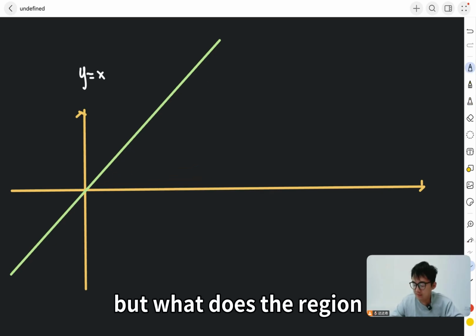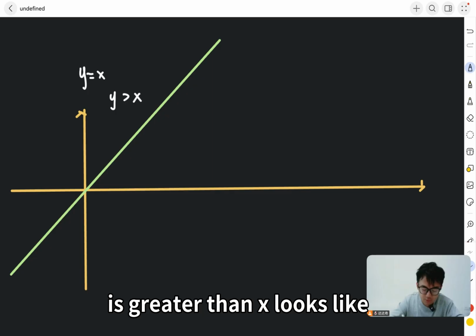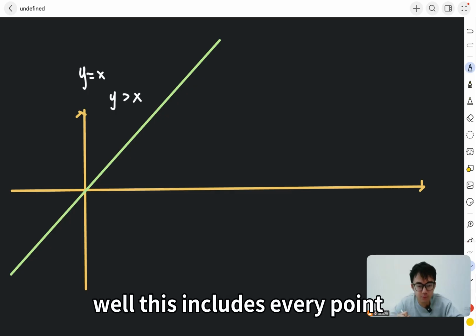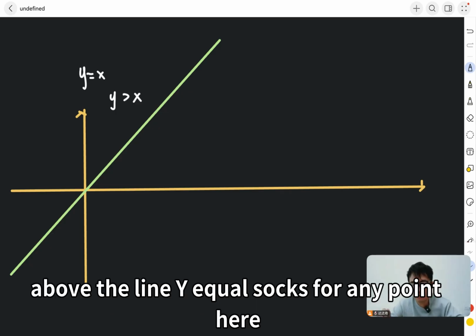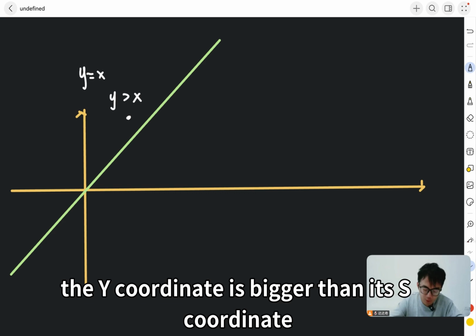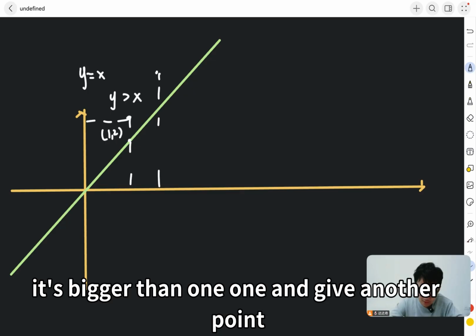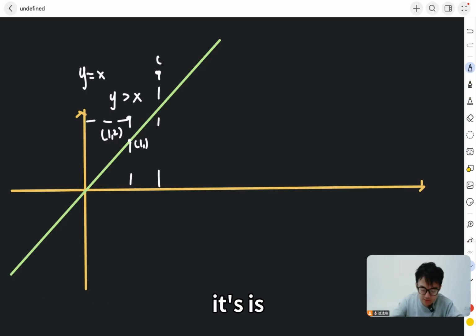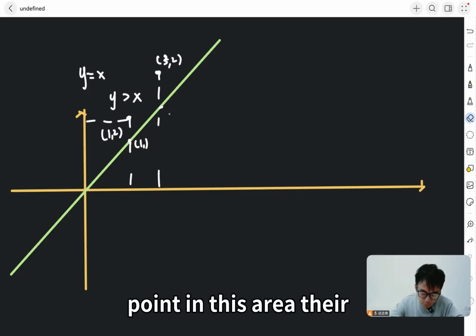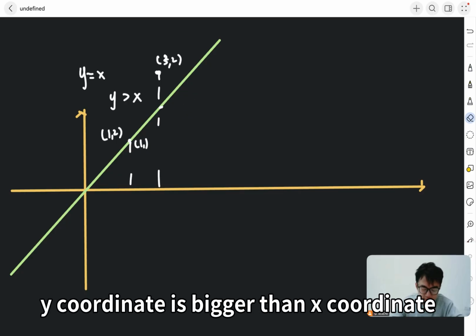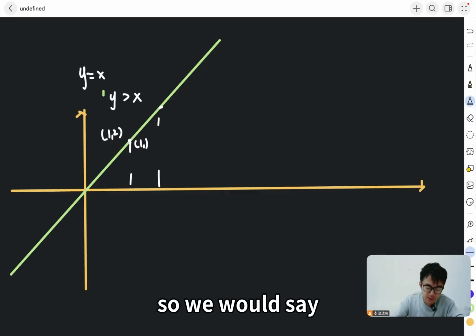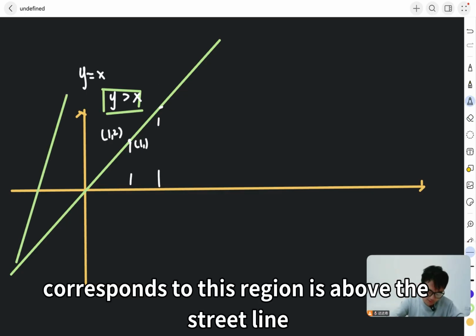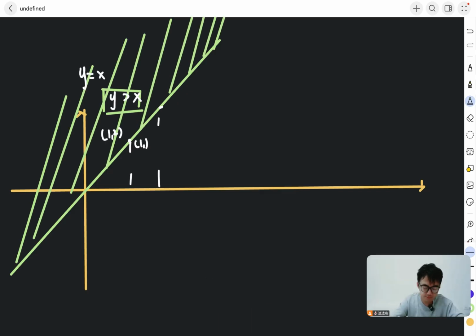But what does the region y is greater than x look like? Well, this includes every point above the line y equals x. For any point here, the y coordinate is bigger than its x coordinate. Let's say here it's (1, 2), it's bigger than (1, 1), and given another point (3, 2), it's also bigger than (2, 2). So every point in this area has a y coordinate bigger than its x coordinate. So we would say y bigger than x corresponds to this region. It's above the straight line.